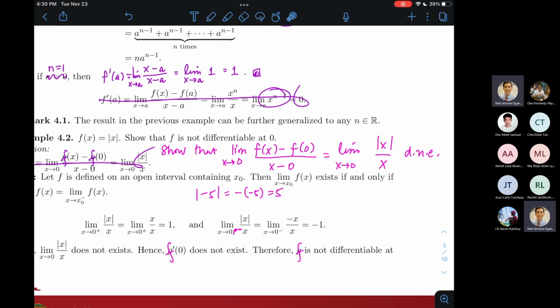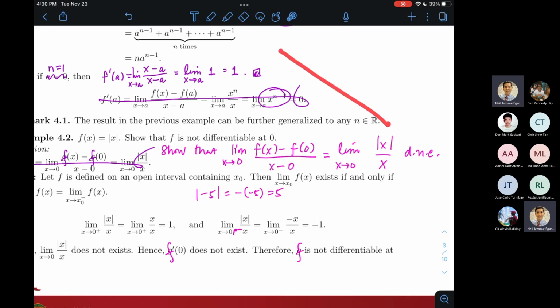Okay, anyone else who remembers a geometric test for differentiability? Pag nakita niyo yung graph tapos meron ito, sure kayo na hindi siya differentiable kagad. Any other volunteers? Corners po, sir. Okay, thank you, Rexter. That's right, corners. So bawal din yung may corners.